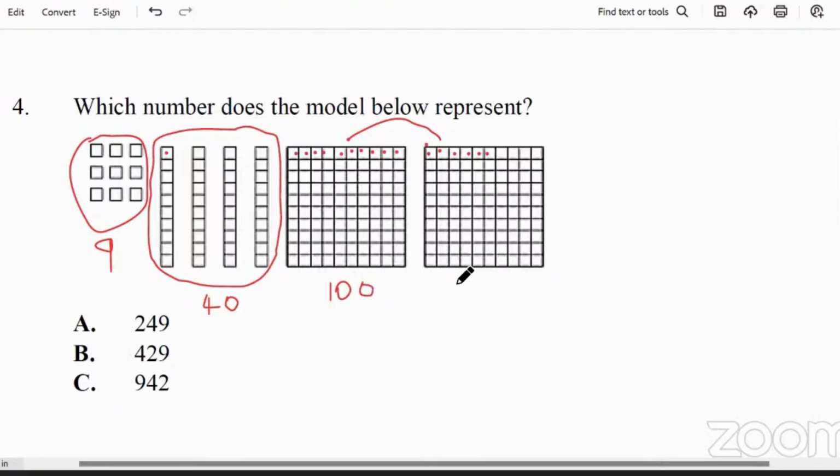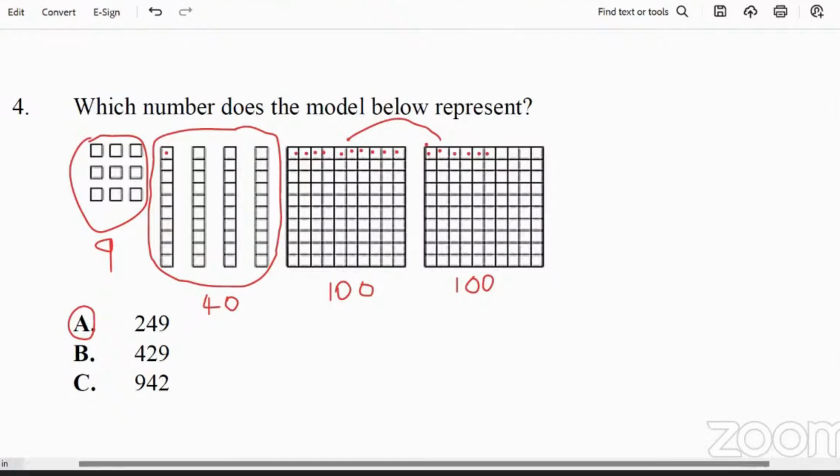And this one is also, like I said, they are the same. This is also 100. If you want to go ahead and count them individually, that's up to you. So we have 200, we have 40, and 9. So which of these options here would represent the model? The answer is A, 249. So if we add the 200s plus the 40 plus the 9, gives us a total of 249.